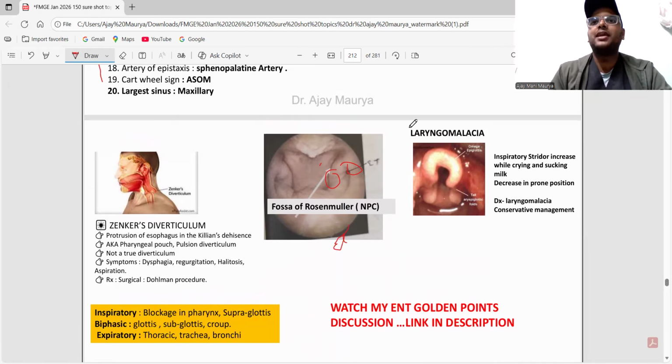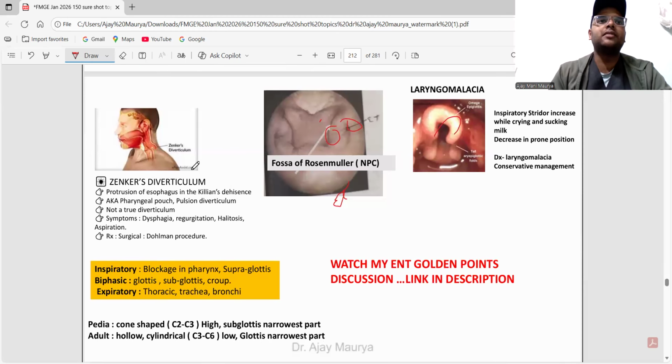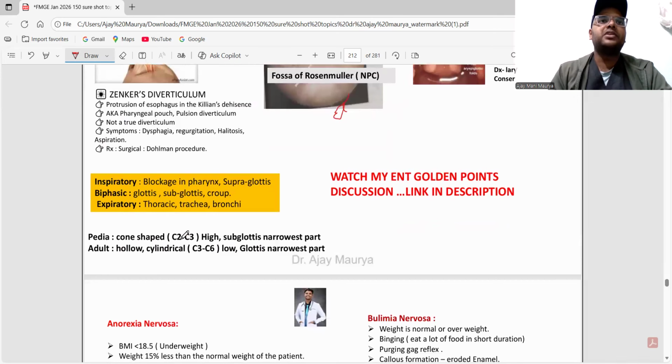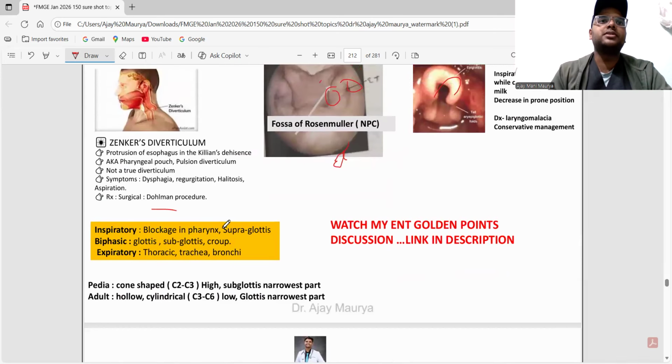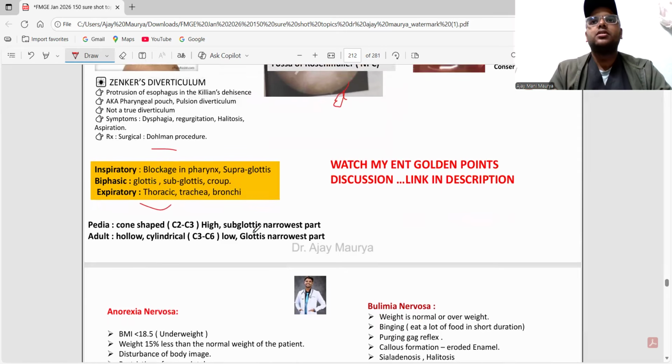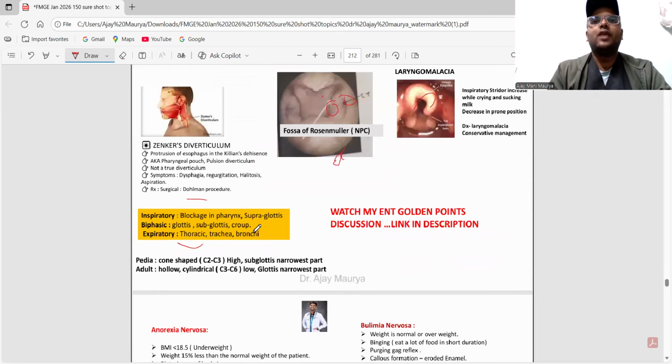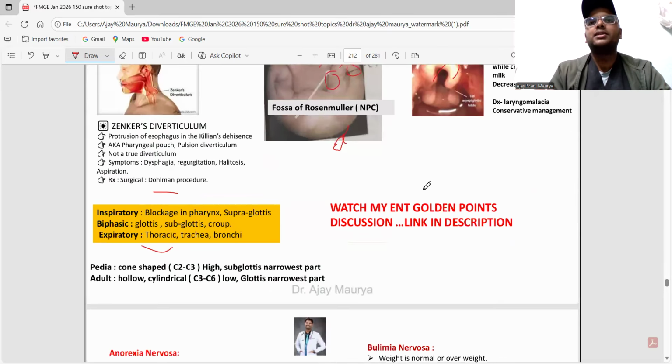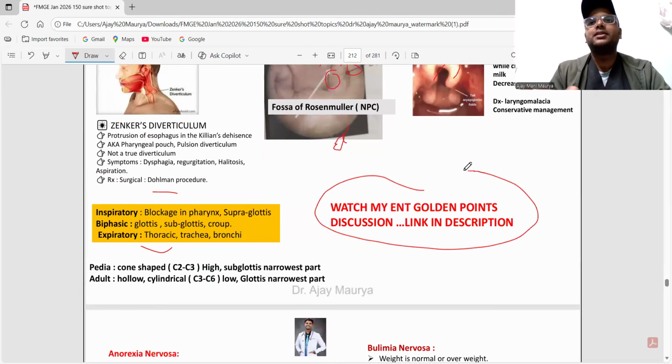Laryngomalacia here. This is the omega epiglottitis. This is Zenker's diverticulum, as I told you. Tracheostomy is a surgical procedure for the inspiratory stridor, biphasic stridor, where the trachea and the bronchi are involved here. See, I told you, watch my ENT golden points discussion, the link is in the description.